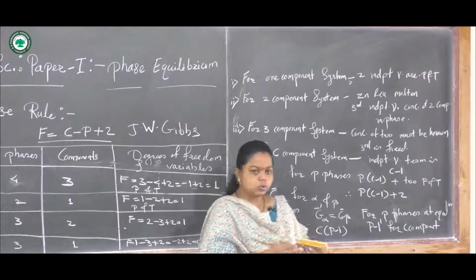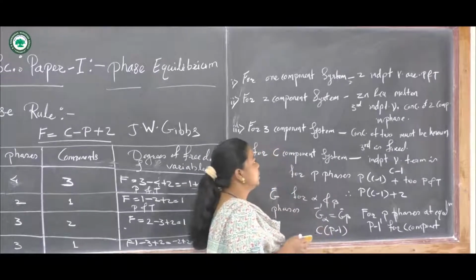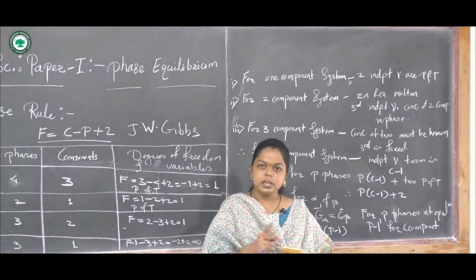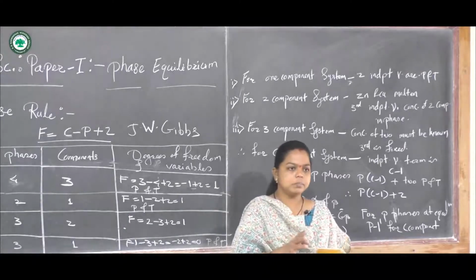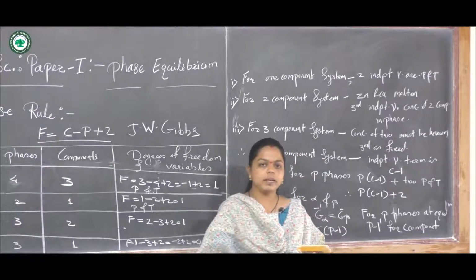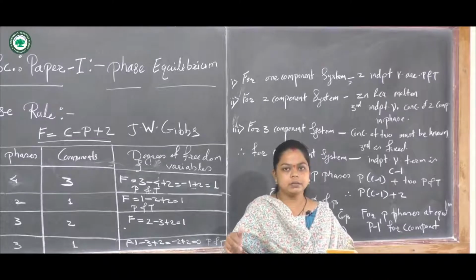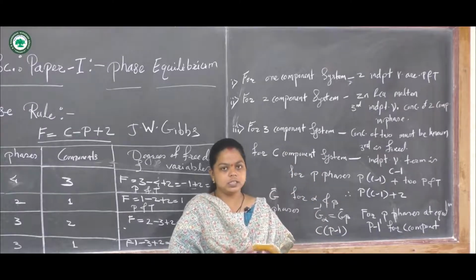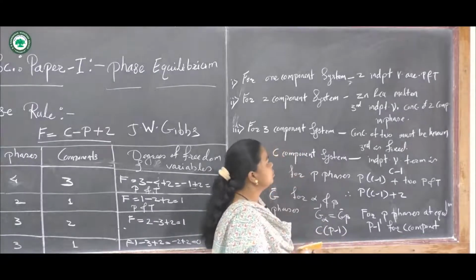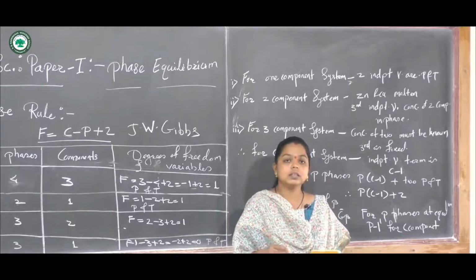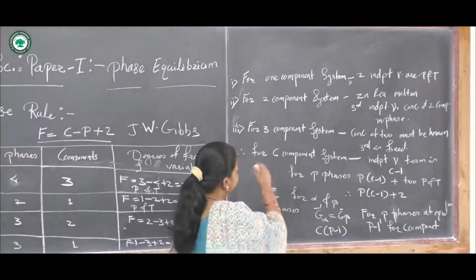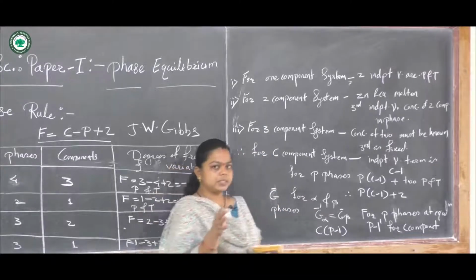And now for the two component system, three independent variables can be given. Already pressure and temperature, two independent variables, are present, but now for the two component system, along with these two variables, pressure and temperature, a third variable comes into the picture. It is the concentration of the two components in the corresponding phase. So here for the two component system, three variables can be explained.